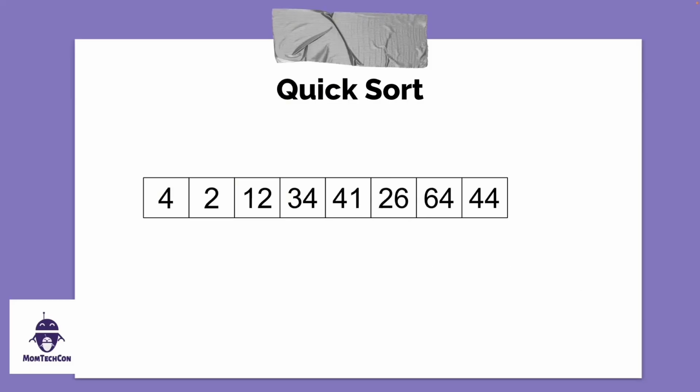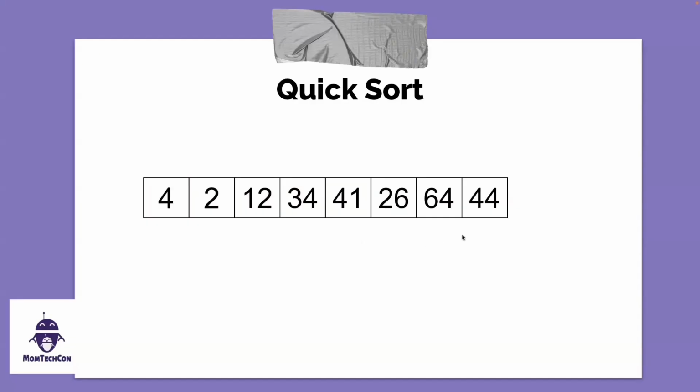Finally, we have quicksort, which is a divide and conquer algorithm. It picks an element as a pivot and partitions the given array around the picked pivot. We can pick any element as a pivot. So let's see an example.